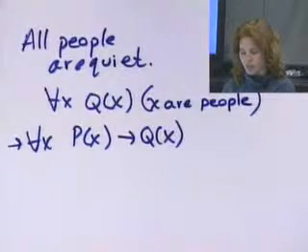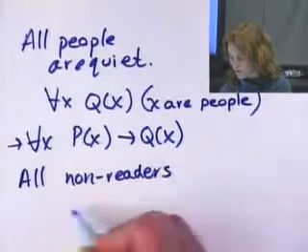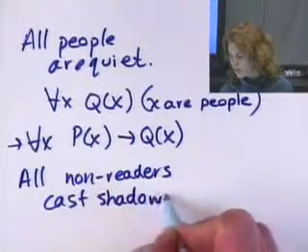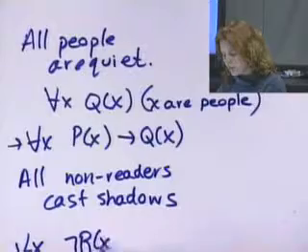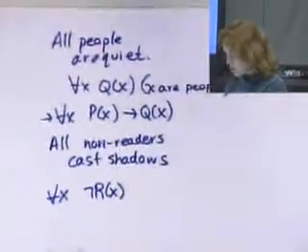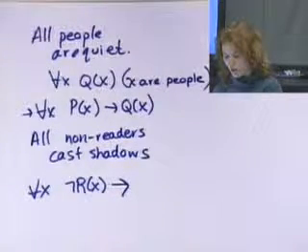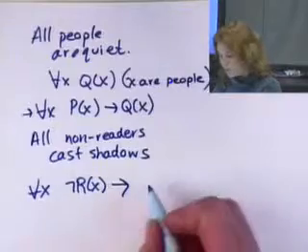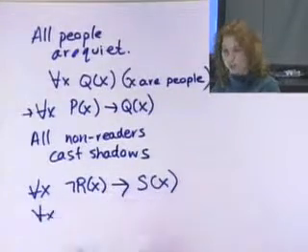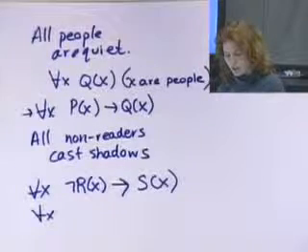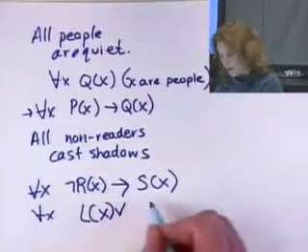The next statement is all non-readers cast shadows. What does that mean? For all x, not R of x. So for all living things that are not readers, if they're not readers, then S of x: they cast shadows. If you're a non-reader, then you cast a shadow. Casting a shadow is S, so that's S of x. If I say all living things, I don't have to write anything for that because x's are living things. All living things are either loud or do not cast shadows. So loud is not Q of x, not quiet, or not S of x.